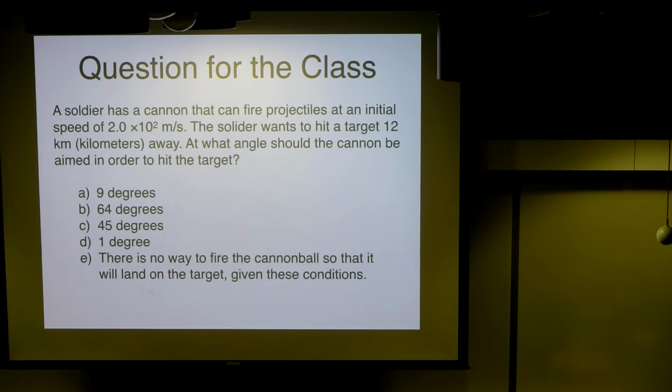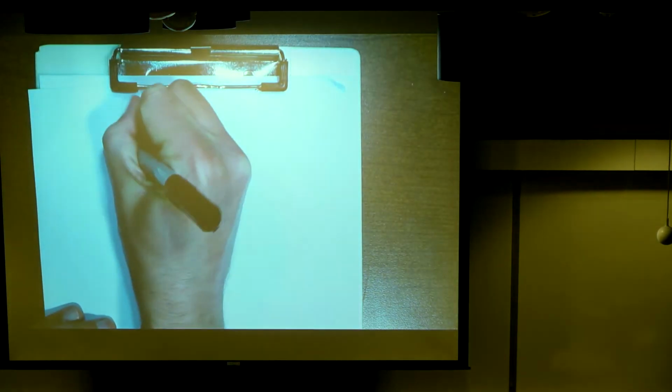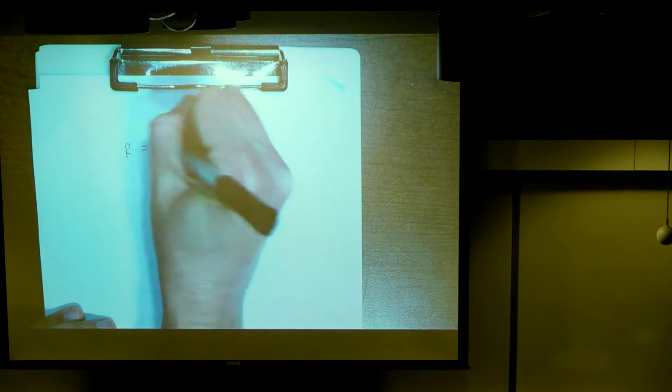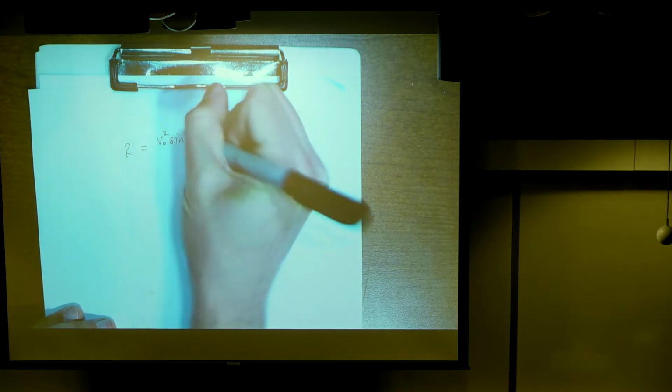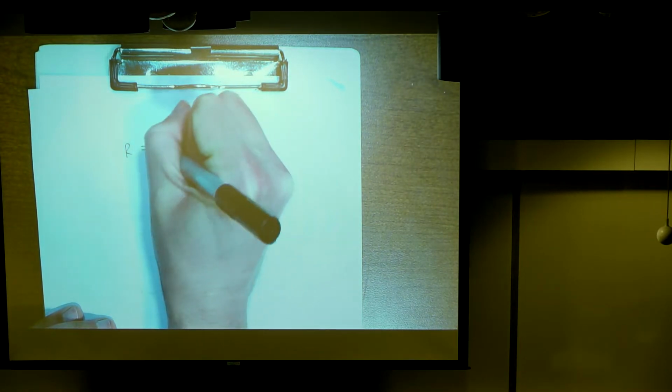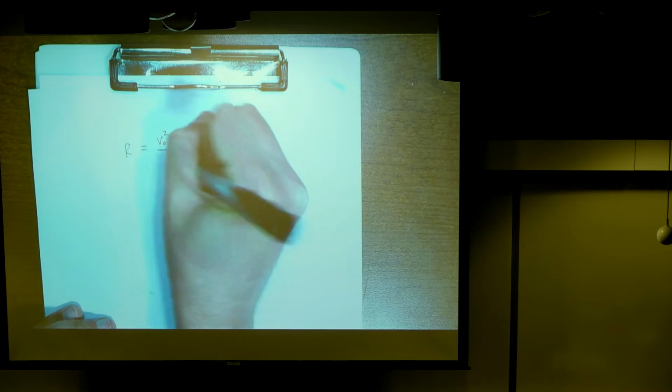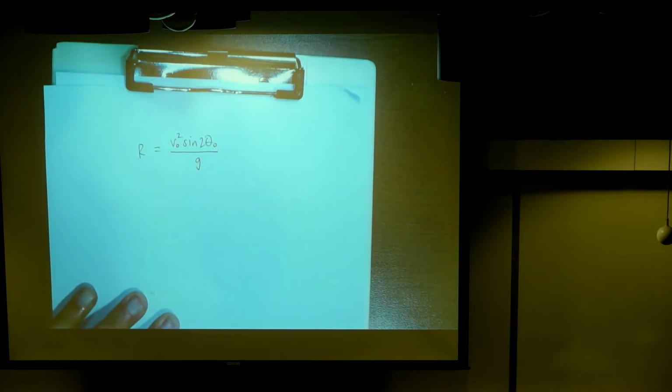Okay, let's take a minute to go through this one. So, can someone out there just tell me what is the range equation? Initial velocity squared times the sine of 2 theta over g. Yeah, so R equals V naught squared sine 2 theta over g.